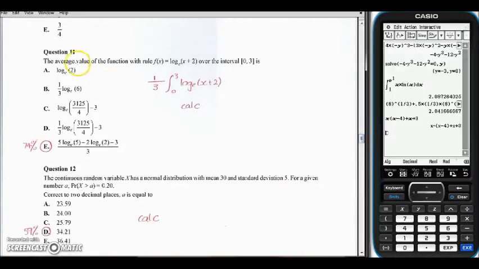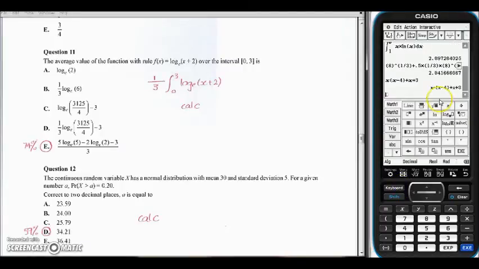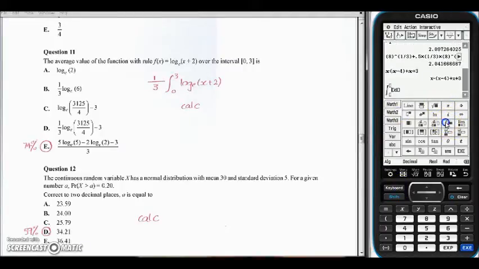Alright, question 11. Average value of a function. If you know the formula for this, you'd be all good. So 1 over b minus a multiplied by the integral from a to b of the function. So b minus a is 3 minus 0, so it gives you 1 on 3 times the integral. So quickly do that on the calculator with a 3 and a 0. And I've forgotten the 1 on 3 out the front. I'll do that in a sec.